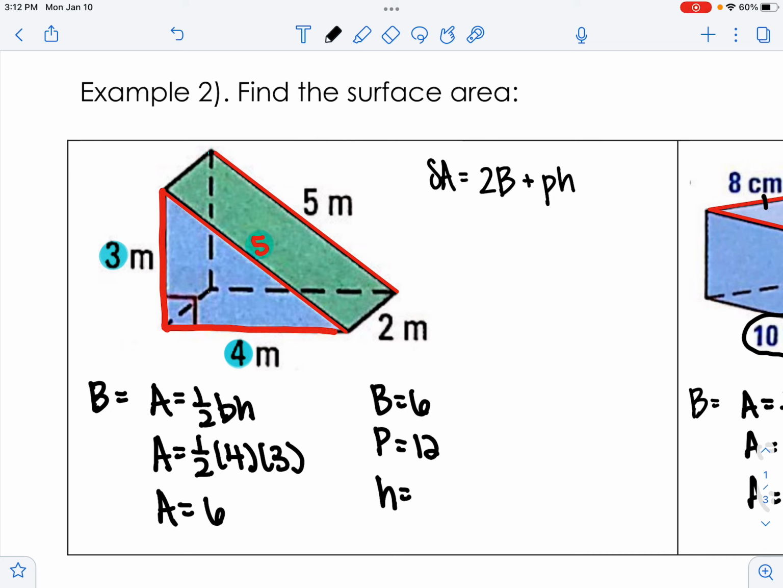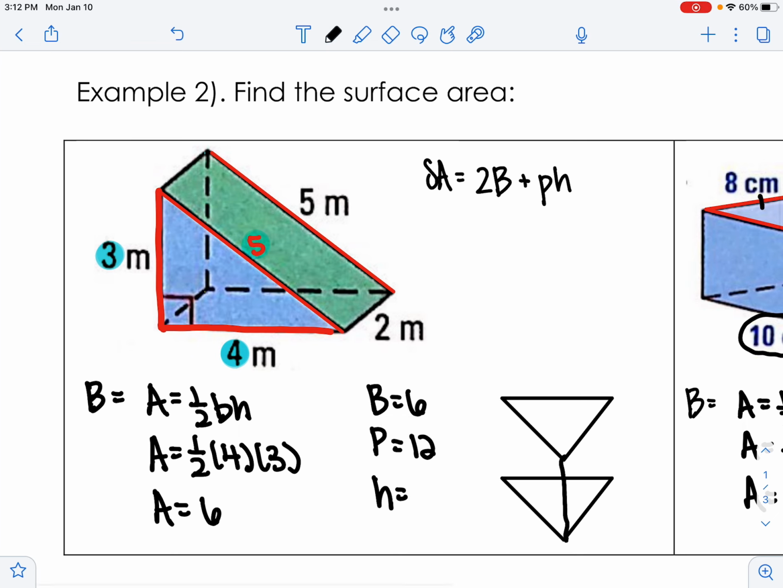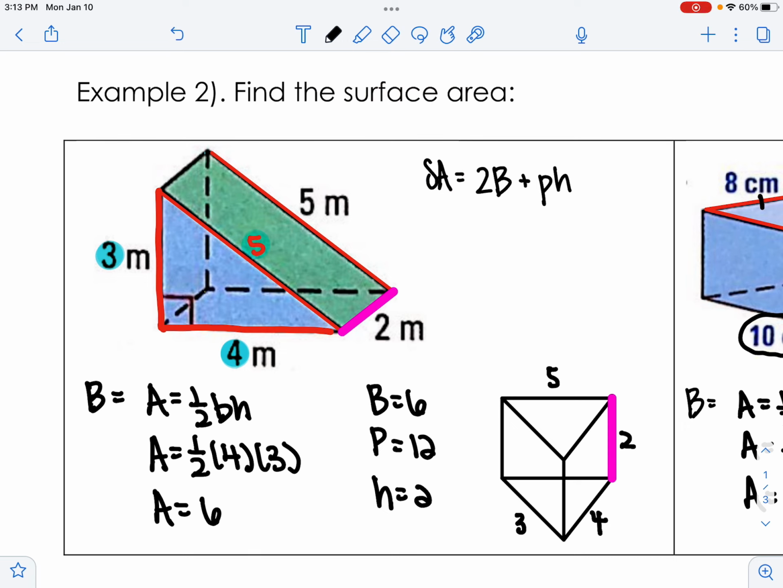If I could just really quickly sketch what I'm looking at, what I have is this triangle here, and then I'm going to copy and paste it real quick and put it right above it. The height is how far off the ground it is. So if I almost just repositioned this picture, where now this is 3, this is 4, this is 5, this 2 right here, this segment of the 2, represents how high off the ground it is. So my height in this example is 2.